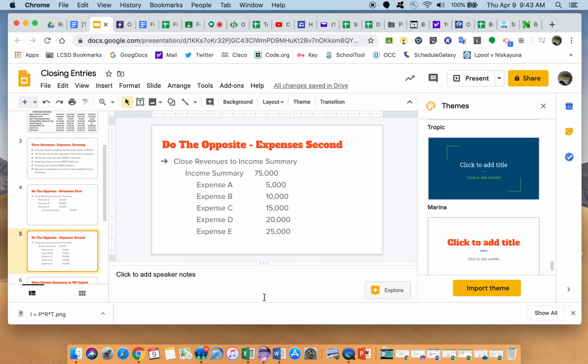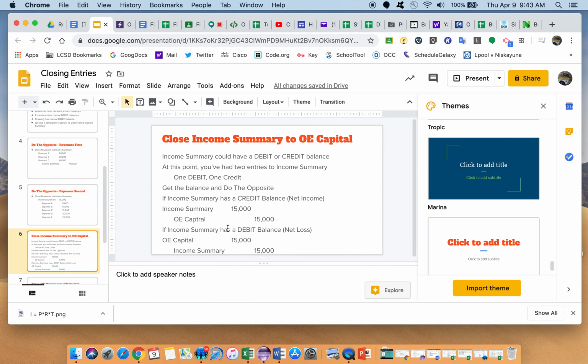Right. So notice that we've had one credit to income summary and we've had one debit to income summary. That's going to happen every single time. Now, the important thing is how to close income summary. Income summary could have a debit balance or it could have a credit balance. It completely depends on your last 2 closing entries. We had one debit, one credit. So you have to get the balance. Subtract the 2 and find out where the balance is.